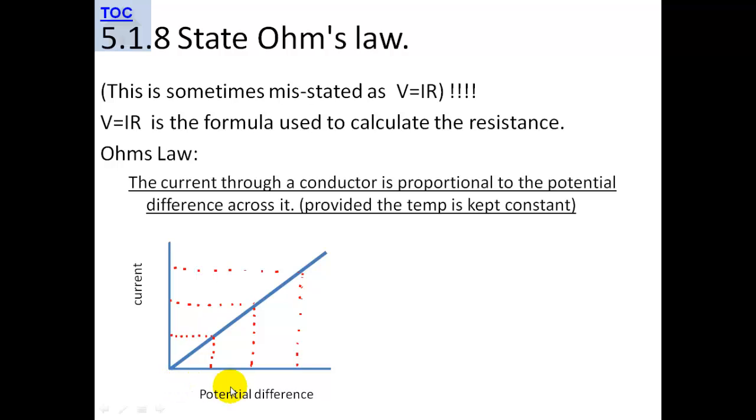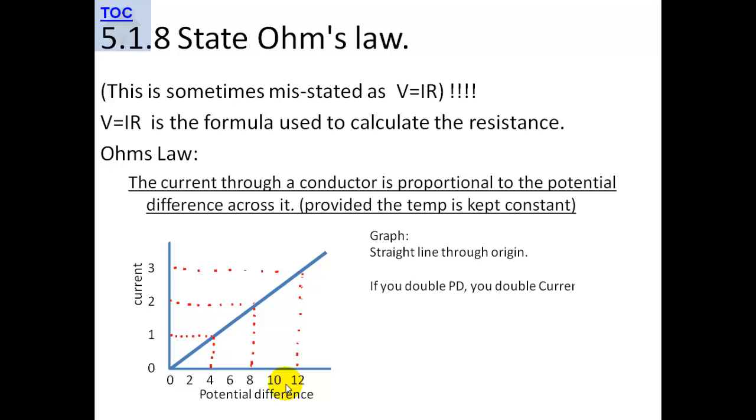This is changing the potential difference, and the current will change accordingly. What we notice is that we have a straight line graph through the origin. We can say that the current is proportional to the potential difference. Another thing is that if you double the potential difference from 4 to 8, you will double the current. This is another characteristic of proportionality.